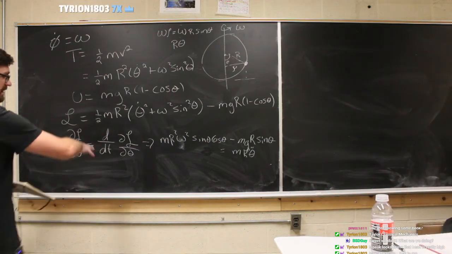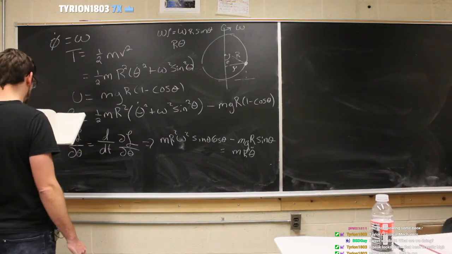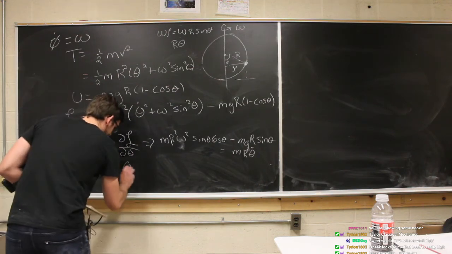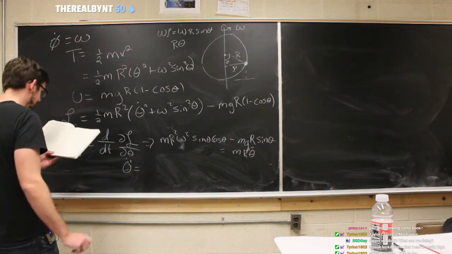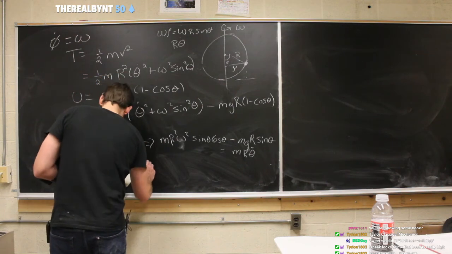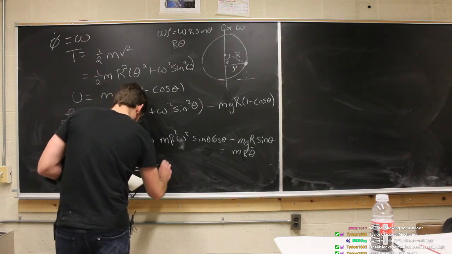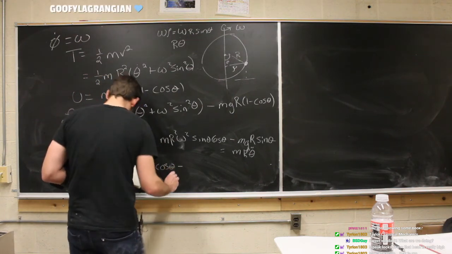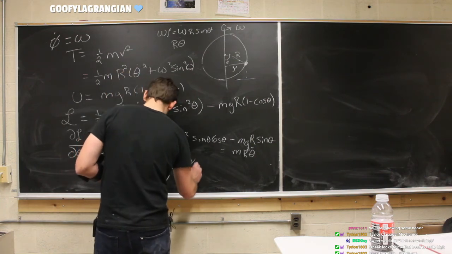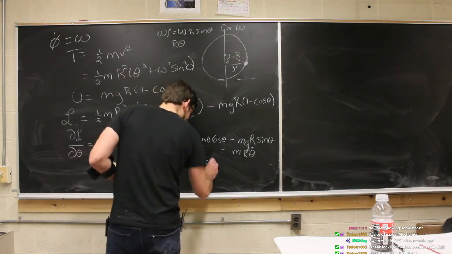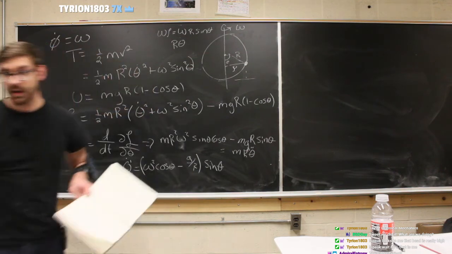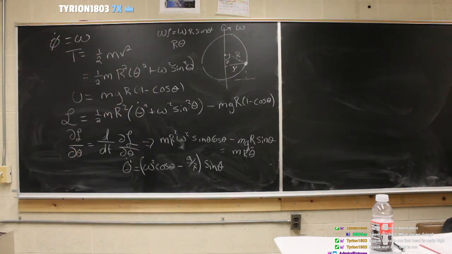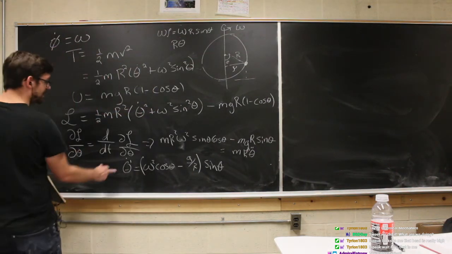So this is the last equation of motion. Can we solve for theta double dot? Of course we can. Theta double dot is equal to omega squared cosine theta minus g over r times sine theta. Now, if we want equilibrium, what do we want? We want this theta double dot to be zero.